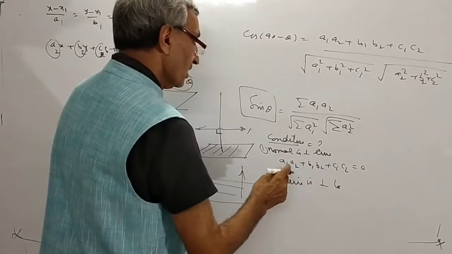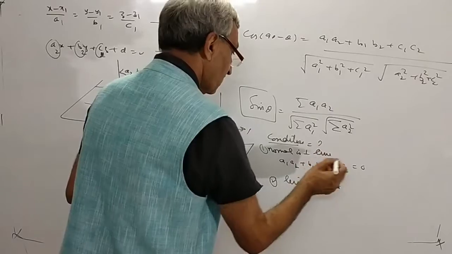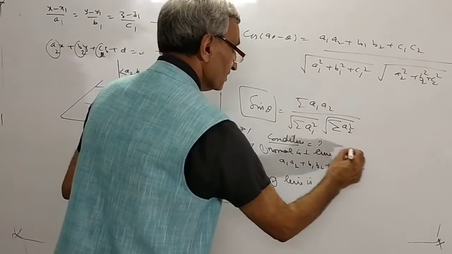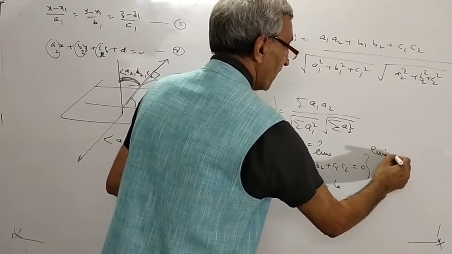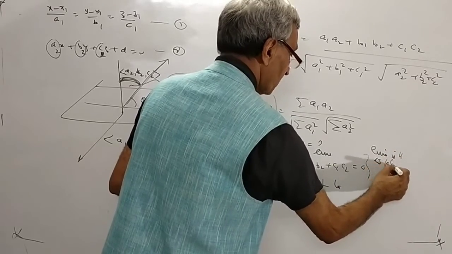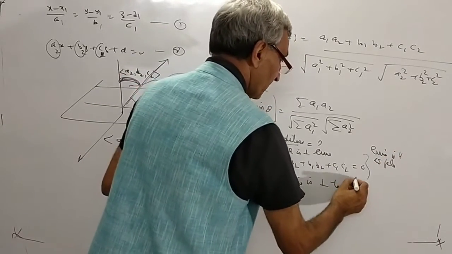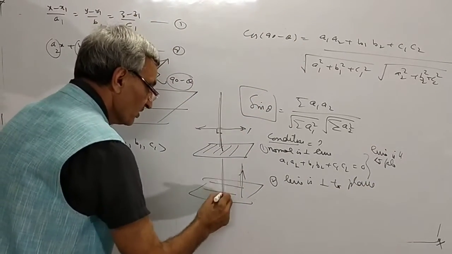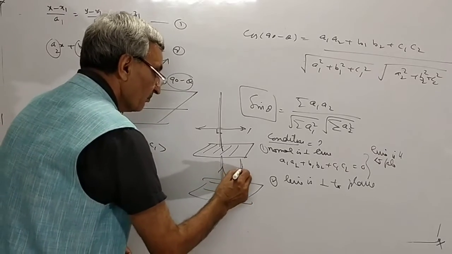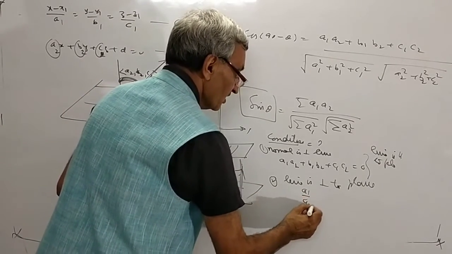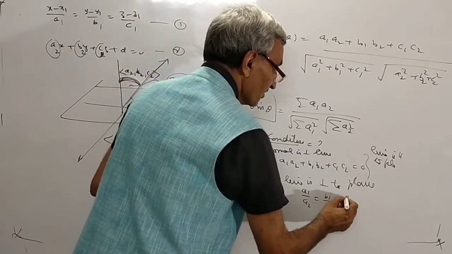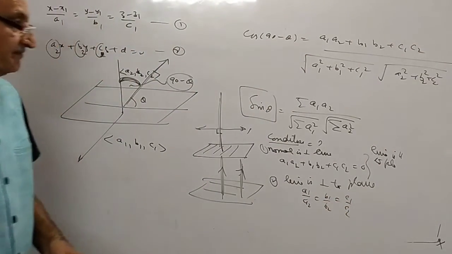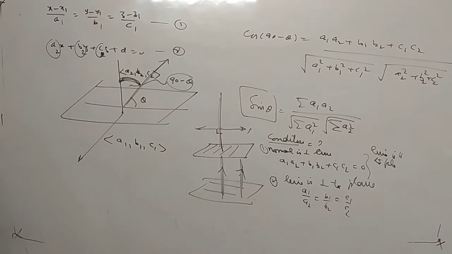Here is the condition when the line is parallel to the plane, and here the line is perpendicular to the plane. When it is perpendicular to the plane, it means it is parallel to the normal. Normal and line are parallel. Parallel means a1 upon a2 is equal to b1 upon b2 is equal to c1 upon c2. That's it.